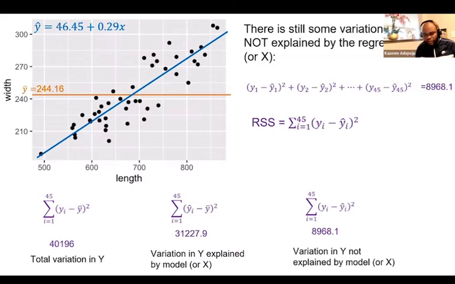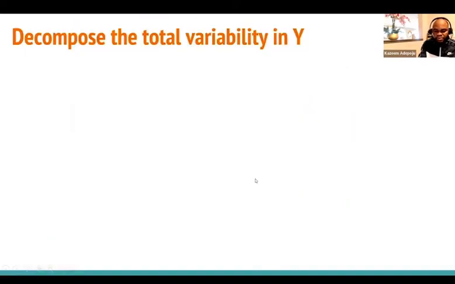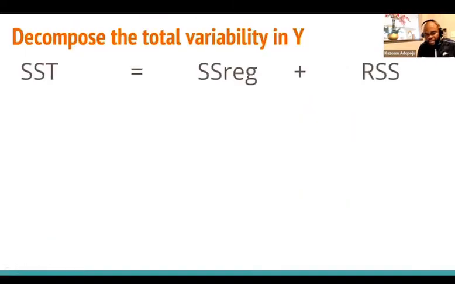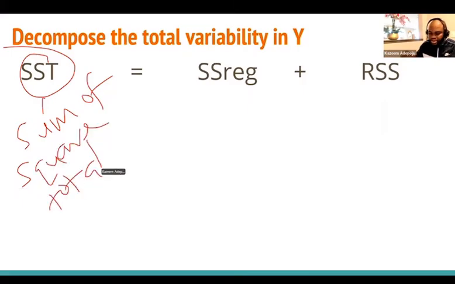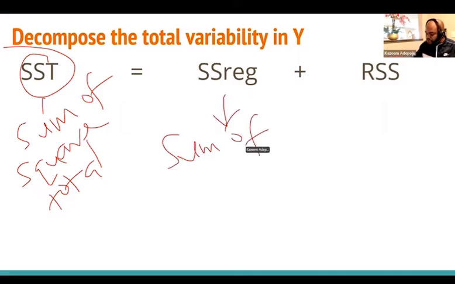Now, I'm going to show you an example. What's the statistical model? Now, this is what I'm trying to say. The sum of squares total, take a look at that, sum of squares total. And this is the sum of squares regression.